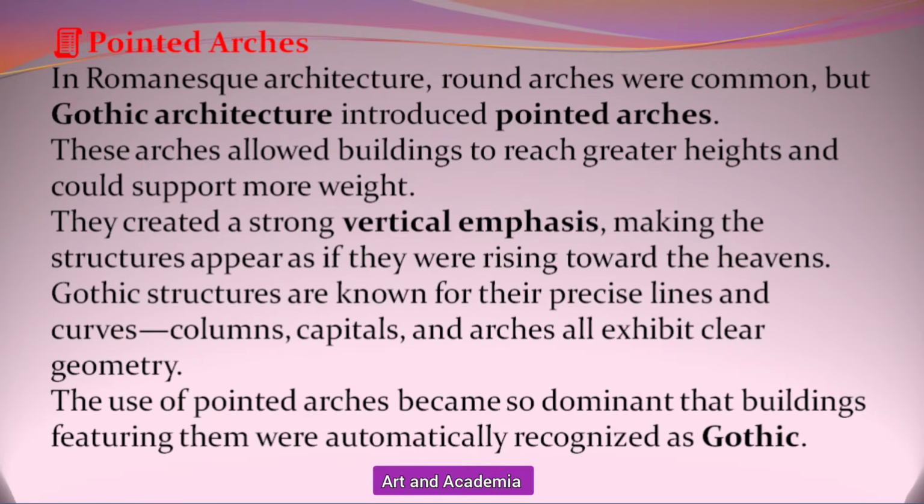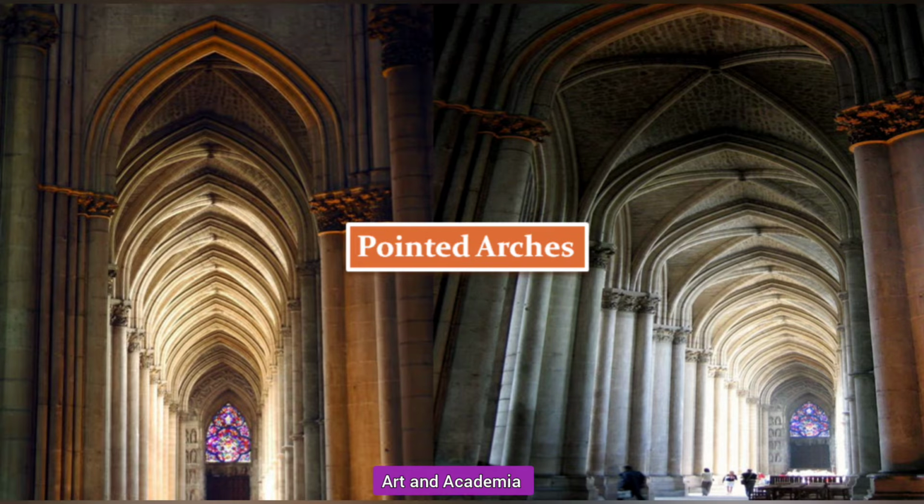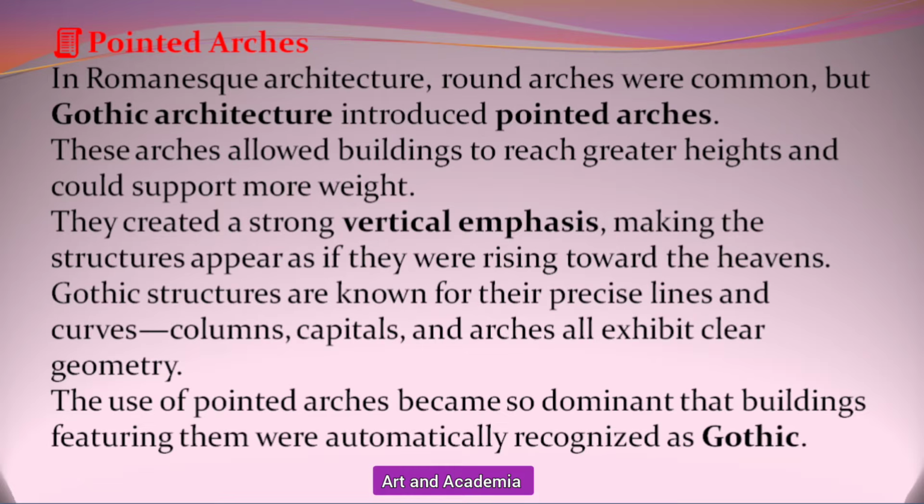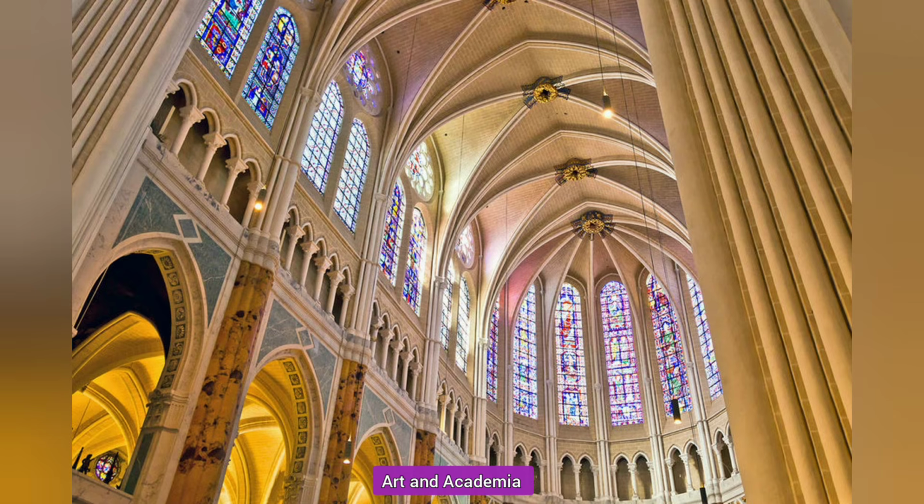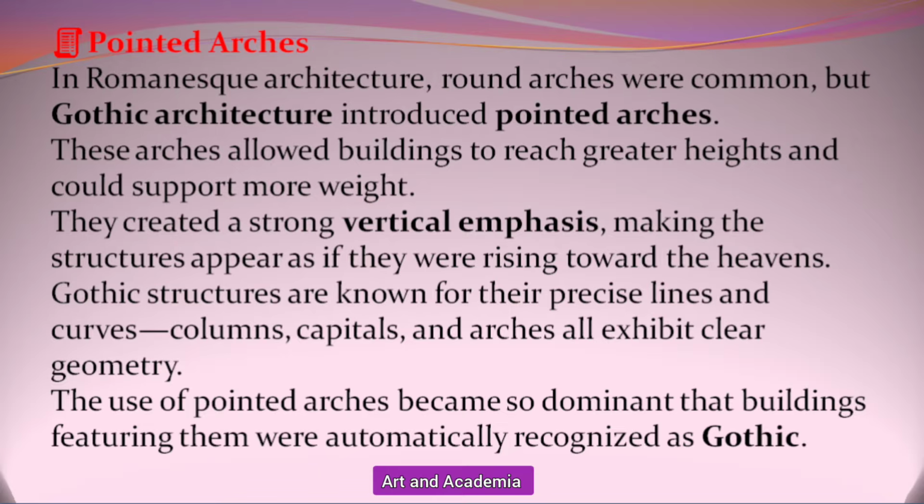Pointed arches. In Romanesque architecture, round arches were common, but Gothic architecture introduced pointed arches. These arches allowed buildings to reach greater heights and could support more weight. They created a strong vertical emphasis, making the structures appear as if they were rising toward the heavens.